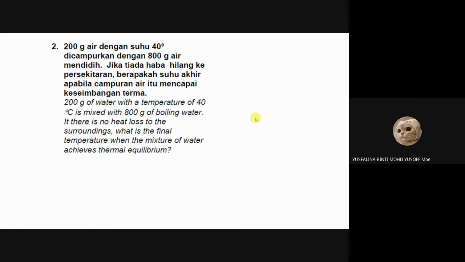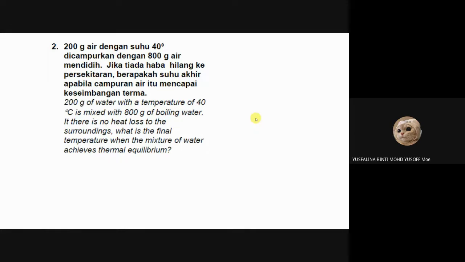So for this one, I said the 200 gram of water mixed with the 800 gram of water. The temperature for the 800 gram is the temperature of boiling water, and the 200 gram water is at 40 degrees Celsius. So how do you want to find the final temperature? For this one, anyone got an idea?